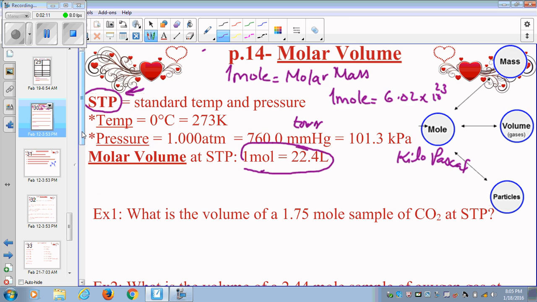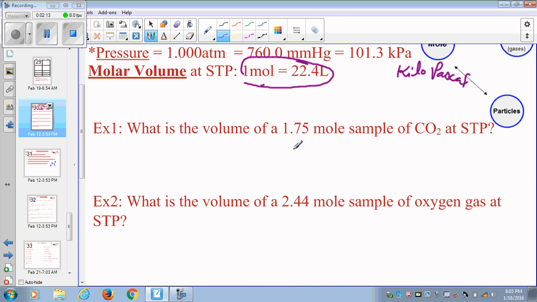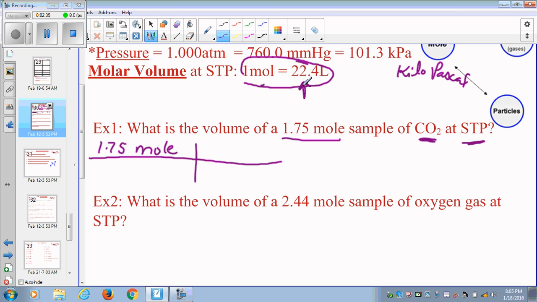So let's do an example. What is the volume of 1.75 moles of carbon dioxide gas at STP? We will solve the problem using dimensional analysis. The given amount here is 1.75 moles, so I write my given amount right here. My conversion factor is that 1 mole is equal to 22.4 liters.